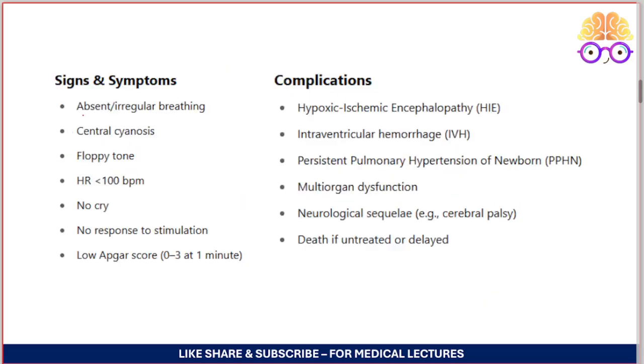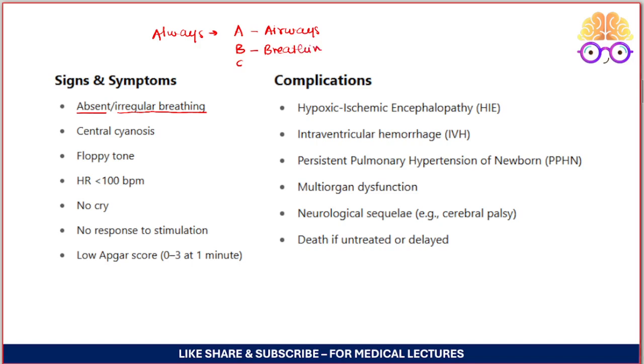So what are the signs and symptoms? What we can see is absent or irregular breathing. First and foremost, as we always say, we always need to look at ABC. First and foremost, we'll be looking at airways, then we'll be looking at breathing, and then we'll be looking at circulation.